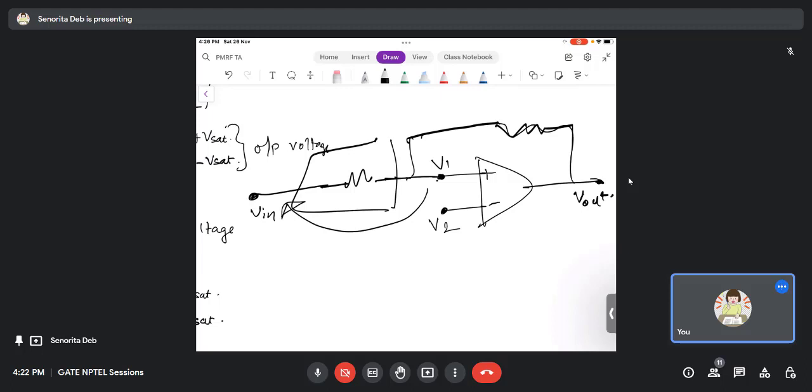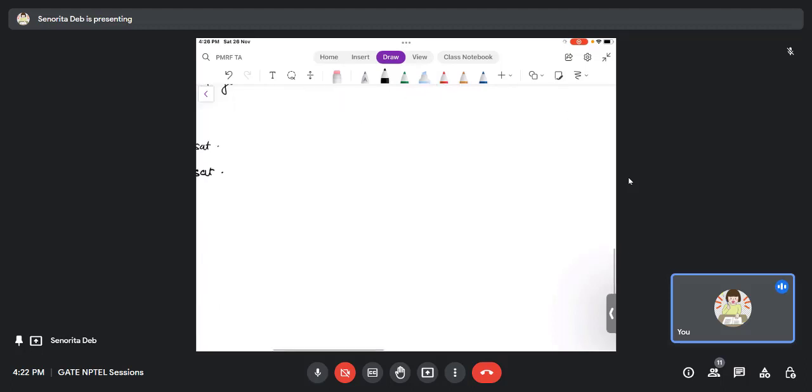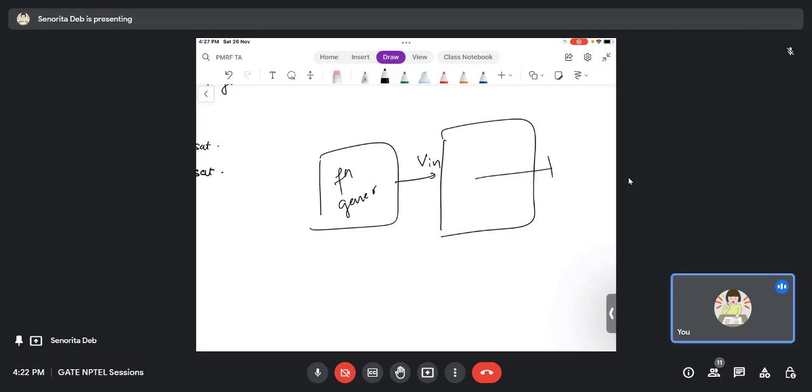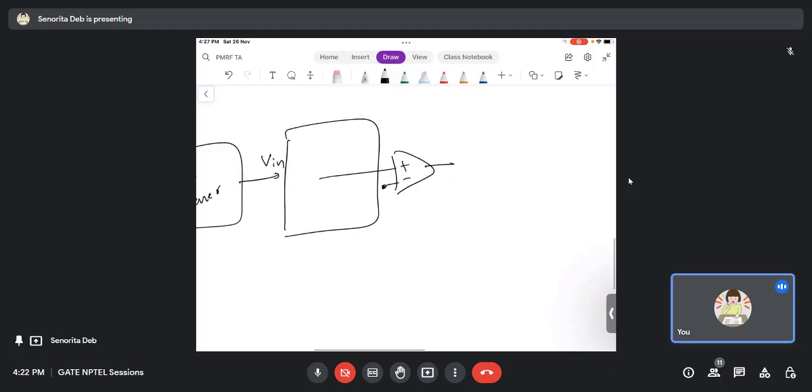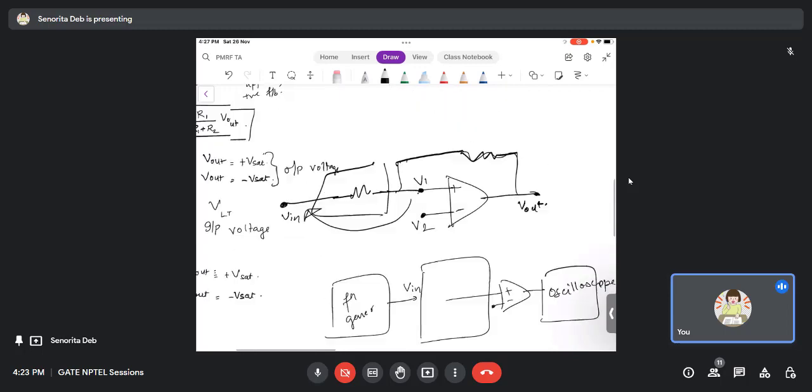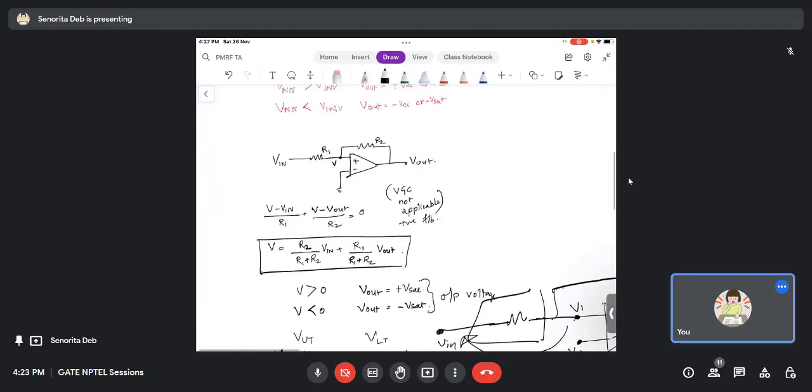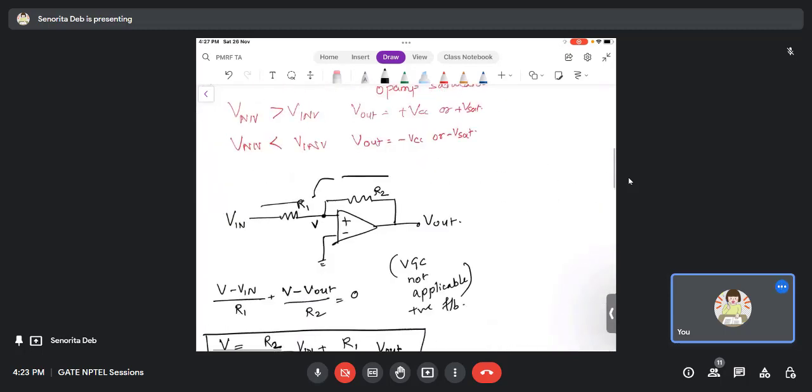So if I want to see the experimental setup, how it will be: I have a function generator that generates Vin, then I have all this big circuit, and then I have an op-amp which works as a comparator, and I see the output in an oscilloscope, right? So here also the same thing is happening. They are putting the input Vin with the help of a circuit which also works in a feedback manner, so that this works as a Schmitt trigger.